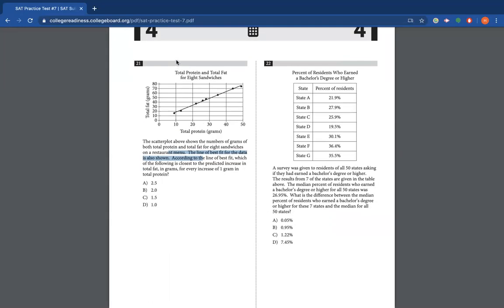Sure? Okay. The scatter plot above shows the number of grams of both total protein and total fat for 8 sandwiches on a restaurant menu. The line of best fit is also shown. According to the line of best fit, which is just this line, which of the following is closest to the predicted increase in total fat for every increase of 1 gram of total protein? So we're only caring about the line of best fit. So what are they essentially asking? What value are they asking us to find?